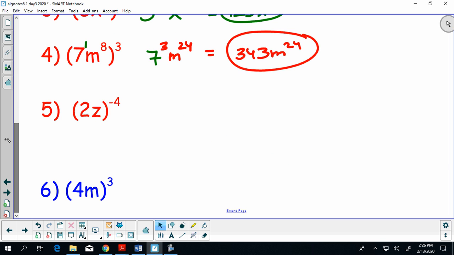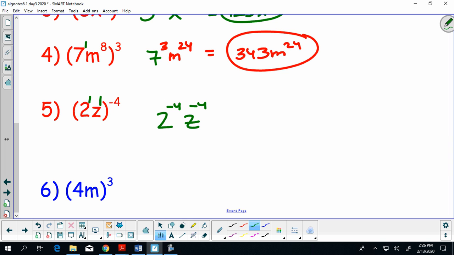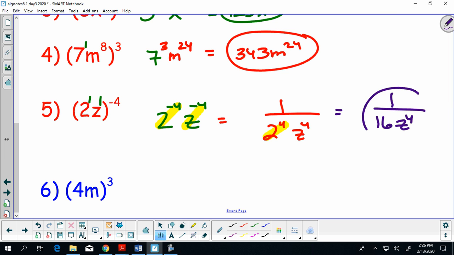All right, I've got a negative 1 here, which is the same. So the 2 has an exponent of 1, and the z has an exponent of 1. So I copy the 2 down. 1 times negative 4 is negative 4. And copy the z. 1 times negative 4 is negative 4. Both of these are unhappy, so they are going to the denominator, or the opposite part of the fraction. And then 2 to the 4th power goes in the calculator because that can be evaluated, and this answer is 1 over 16, z to the 4th power.